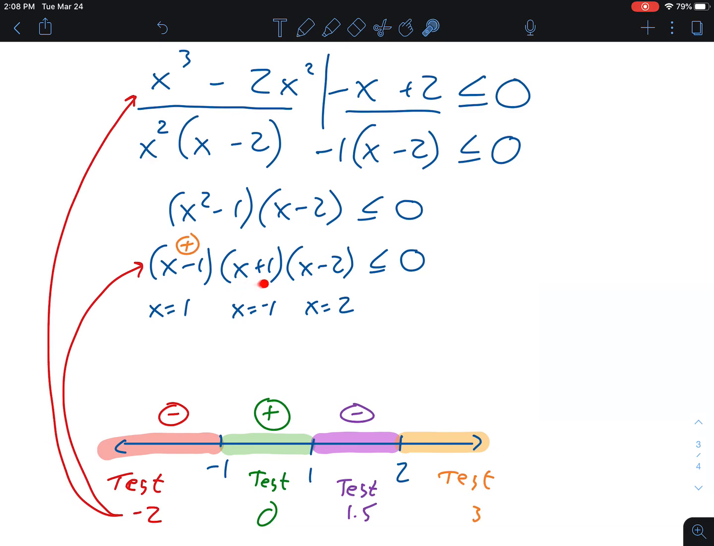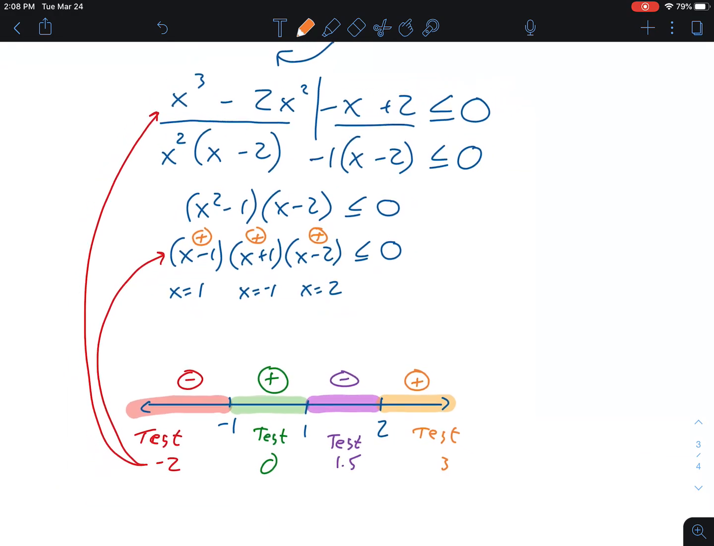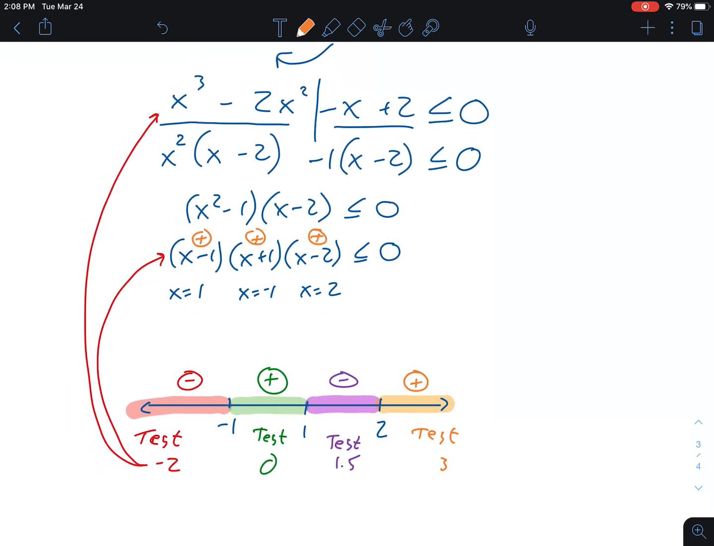3 minus 1, that's positive. Plug in 3 to here. 3 plus 1, that's clearly positive. Plug in 3 to here. 3 minus 2, that's positive. So this area is positive.